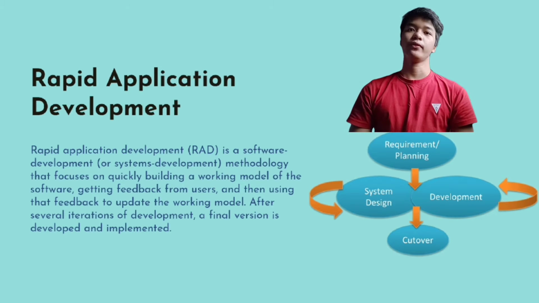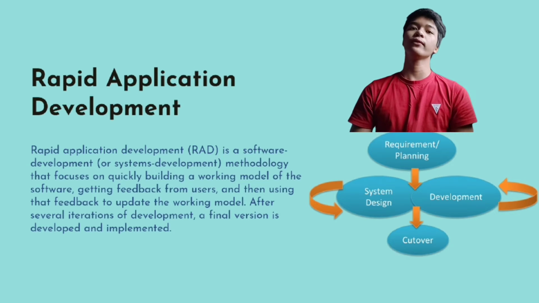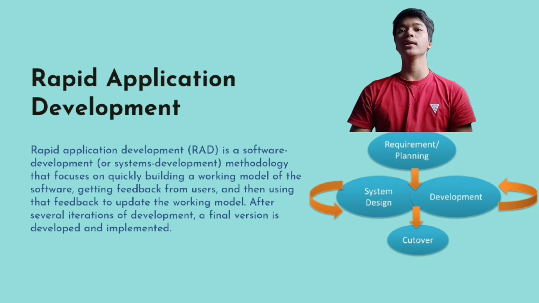Rapid application development is a software development methodology that focuses on quickly building a working model of the software, getting feedback from users, and then using that feedback to update the working model. After several iterations of development, a final version is developed and implemented. The further explanations for this rapid application development is on the next slide.